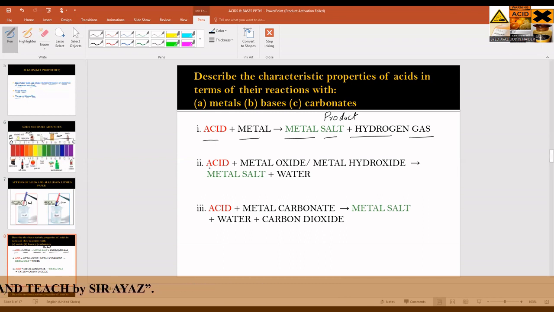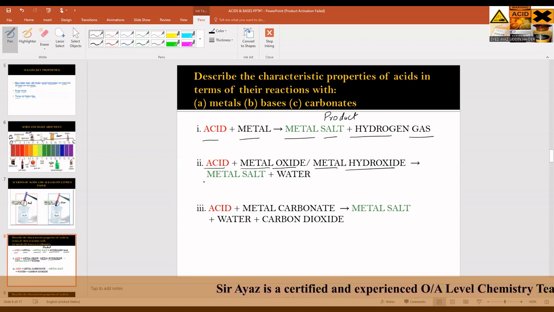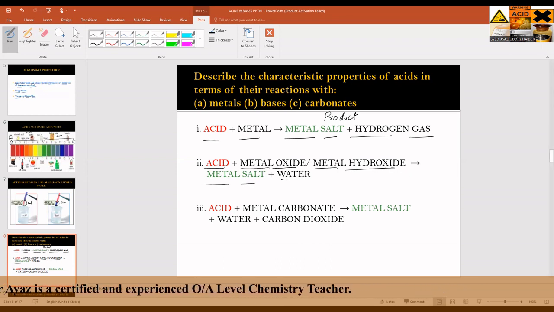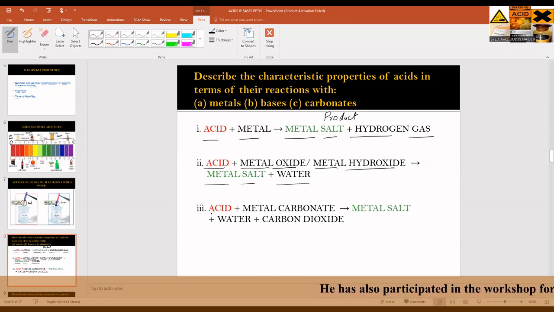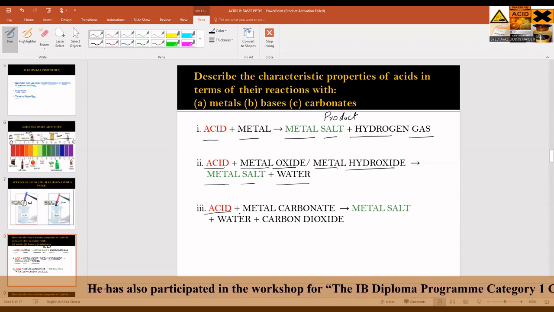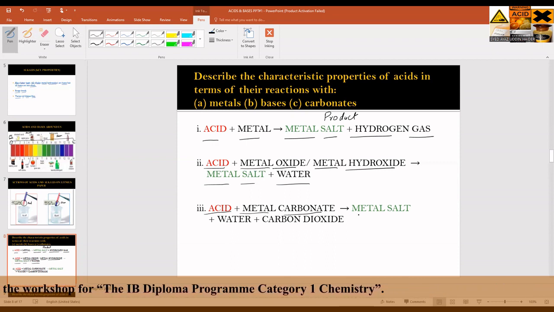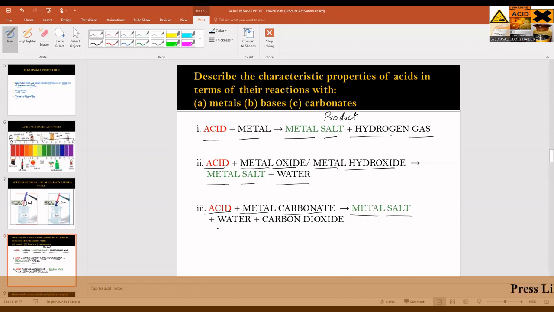So the next reaction is between acid and metal oxide or metal hydroxide. In this case, again you will get metal salt, but this time along with water, not hydrogen gas. The last reaction is between acid and metal carbonate. This time, again, you are getting metal salt, but the other two products are water and carbon dioxide.